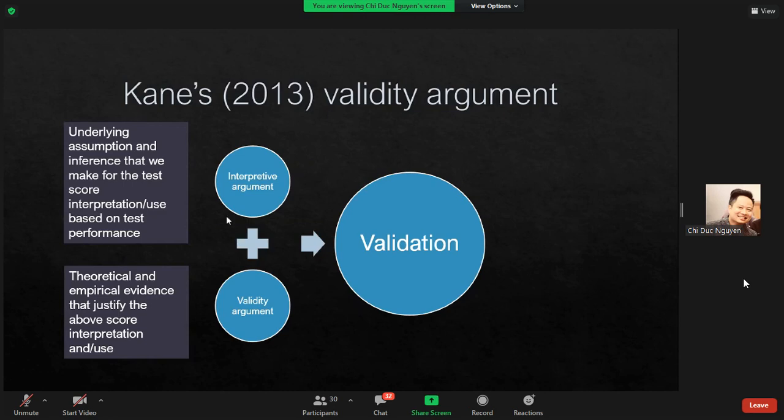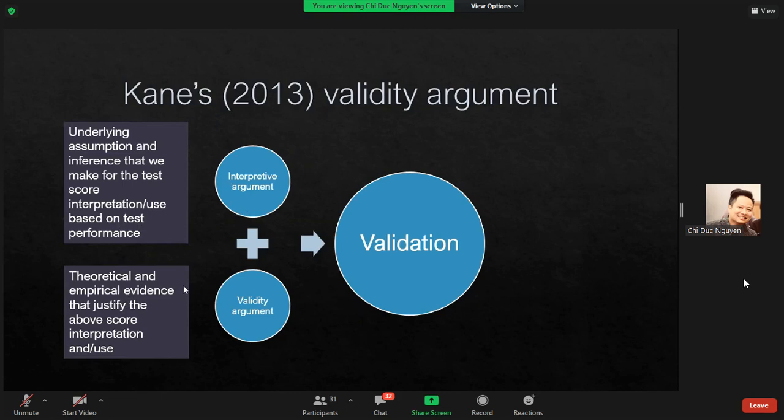So in the interpretive argument, we need to spell out all the claims that we need to have in order to go from the test score to the conclusion, the decision that we make from the test score. And in the previous section, I talked about the evidence. This kind of evidence is very crucial because a claim is just a claim, it's just my inference. It's just my assumption. And in order to substantiate, in order to justify this kind of claim, I need to have some kind of evidence.